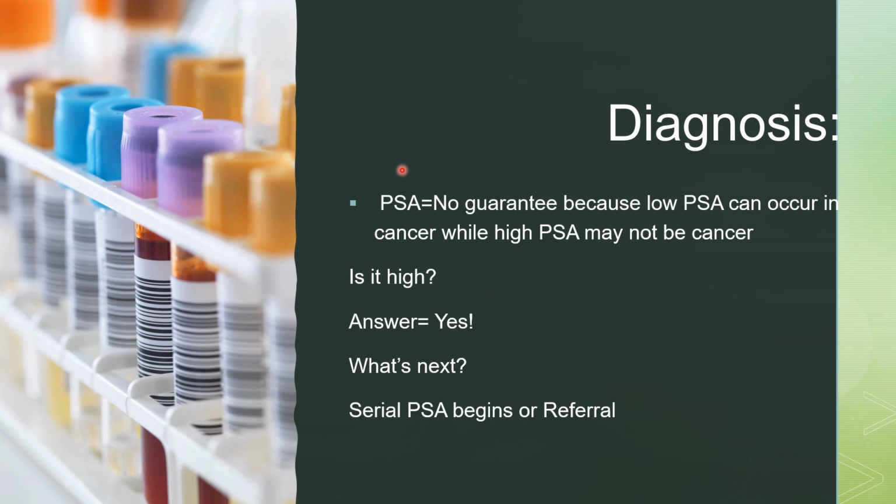Now, still on diagnosis, since there's no guarantee about low or high level of PSA, if the result is back and the question is, is it high? And the answer is yes, it is high. Then what follows? What is the next thing to do? The first thing we can quickly think of right now is, should we begin serial PSA or should we make a referral?